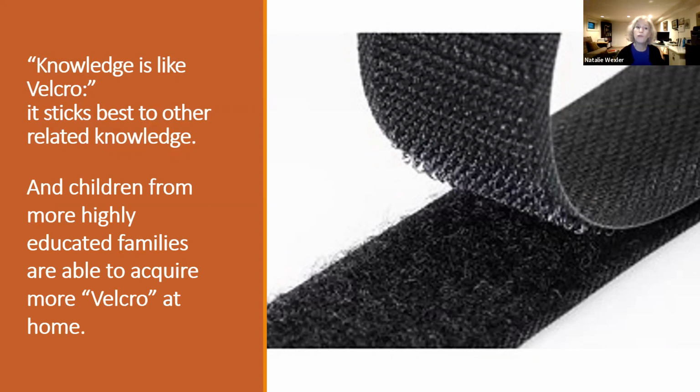Now, some children from more highly educated families are able to acquire more of this velcro at home because their parents may use more sophisticated knowledge and vocabulary and conversation, or take them to museums, all sorts of reasons. But the bottom line is that some children are going to start out with more academic knowledge and vocabulary than others. And those students who start out with more of that velcro keep acquiring more of it because that knowledge helps them retain new information, while others fall farther behind.